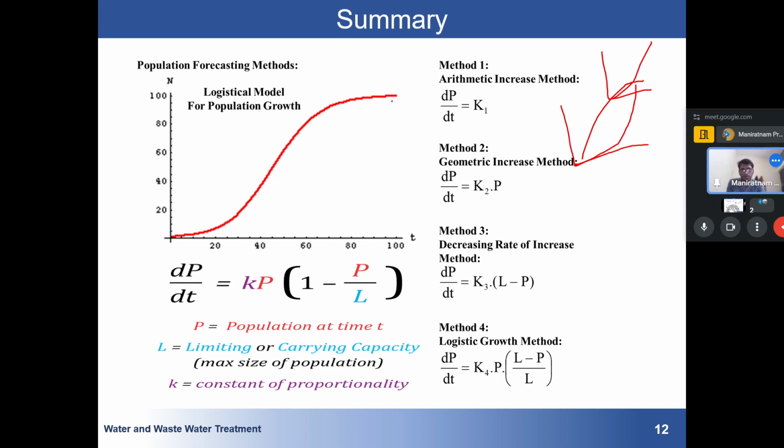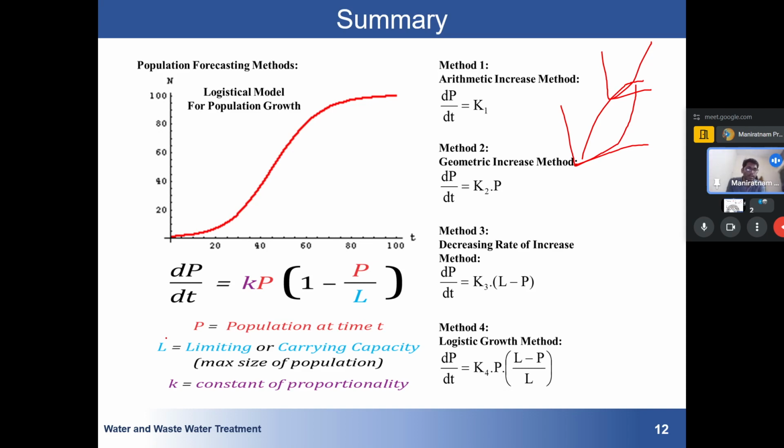In this formula, P is the population at any time. L is the limiting or carrying capacity. Remember what limiting or carrying capacity is. When we say that this area is populated, that this area has a very high population, India has a very high population.